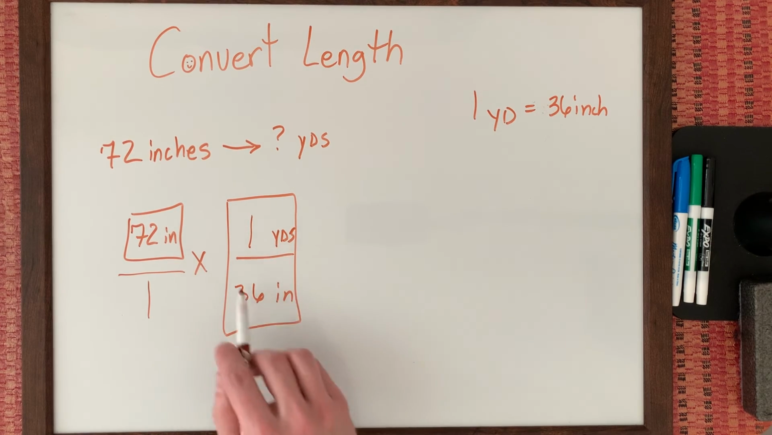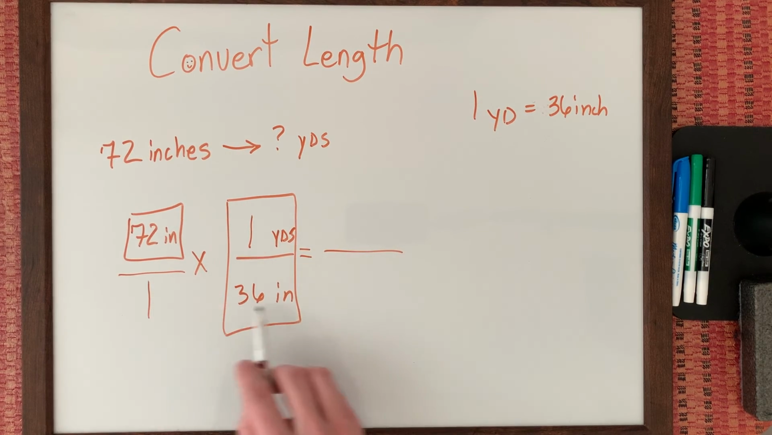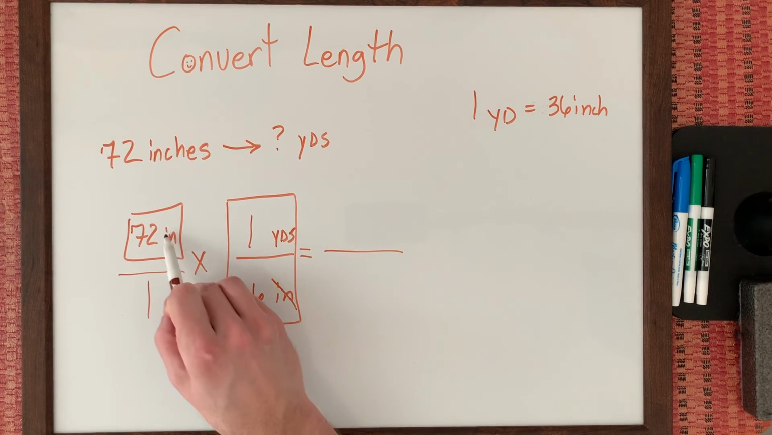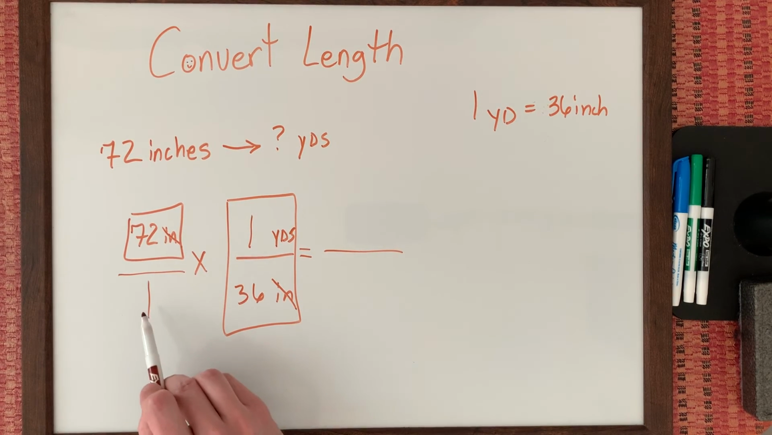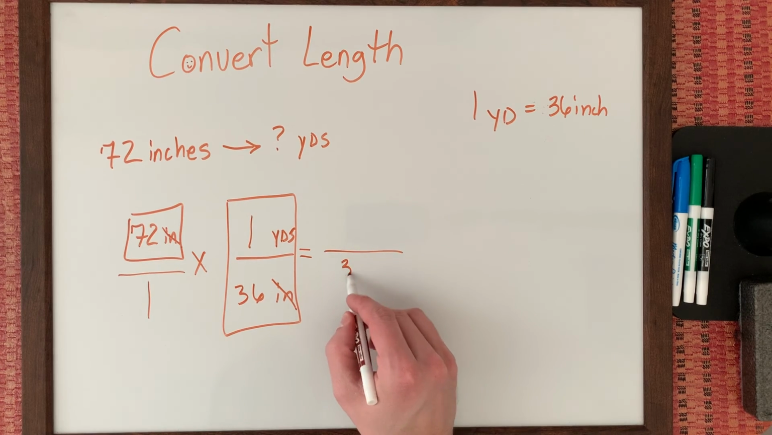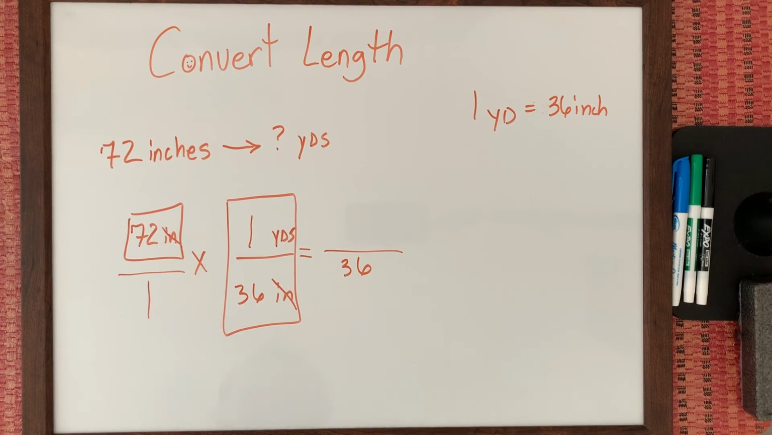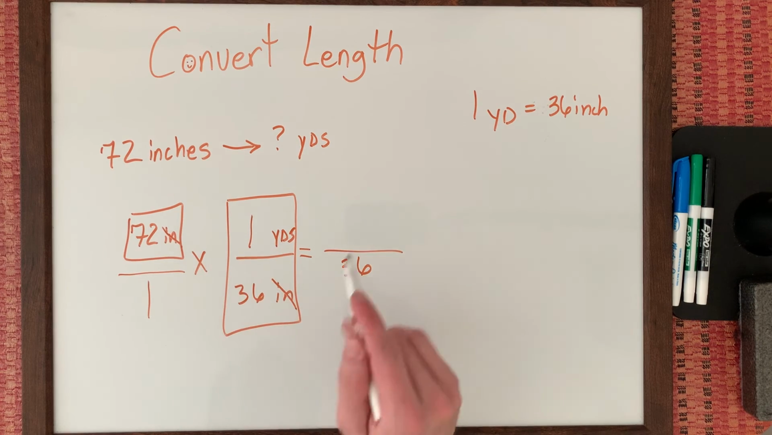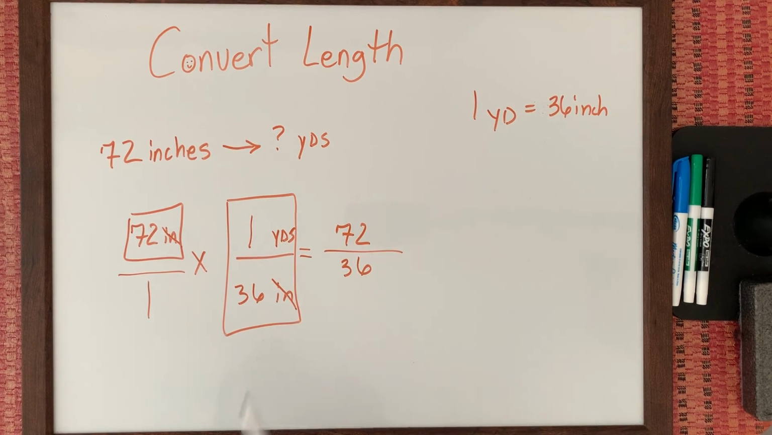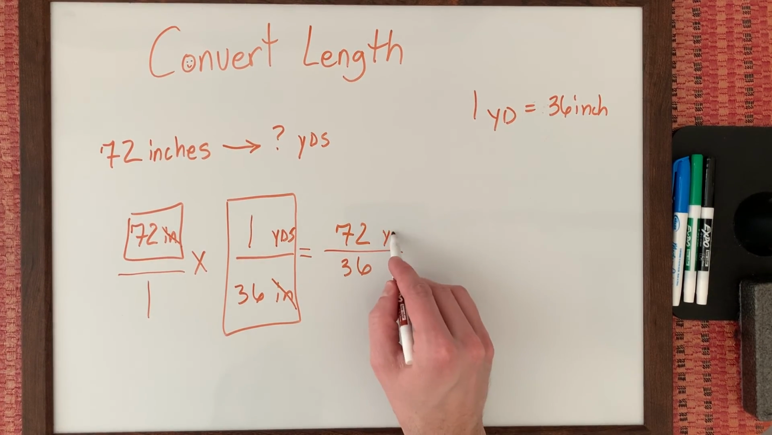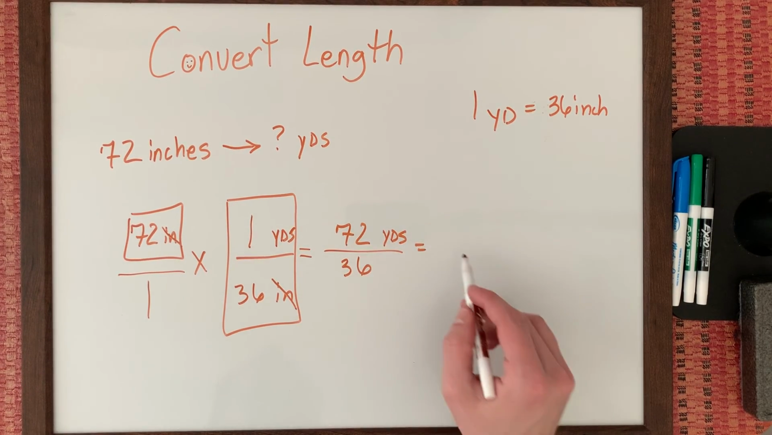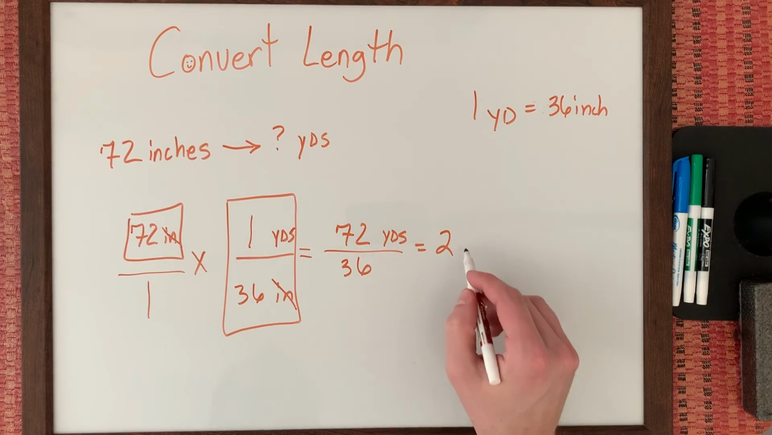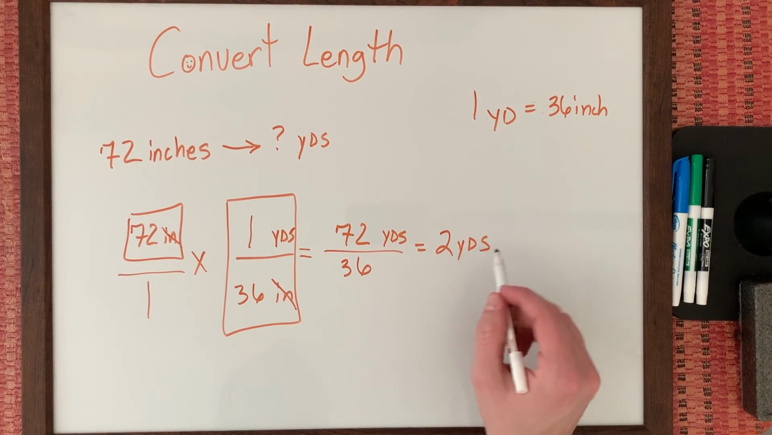Now I have 2 fractions that are multiplied, and that means I can go straight across the top and the bottom. Inches is diagonal in a multiplied fraction. We can cancel those, okay, just like before. But now my denominator says 1 times 36. Well, that's 36. The numerator, 72 times 1, is 72, and the only units that are left are yards. 72 divided by 36 is 2. And so the final answer to this is 2 yards.